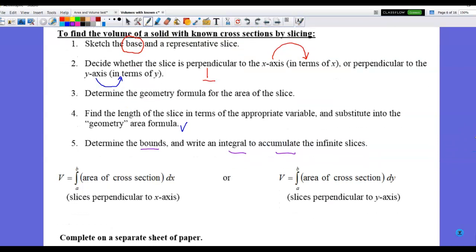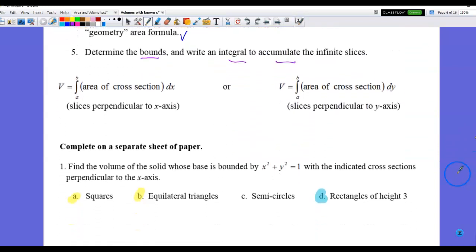So in general, when we accumulate the volume, we have a starting value of A, stopping value of B, and then this part right here is just geometry, figuring out what is the shape of the cake. And we're going to accumulate it in terms of x if we're slicing perpendicular to the x-axis. We're going to do the same thing, except if we're slicing perpendicular to the y-axis, we will be in terms of y. So let's do a couple of examples.